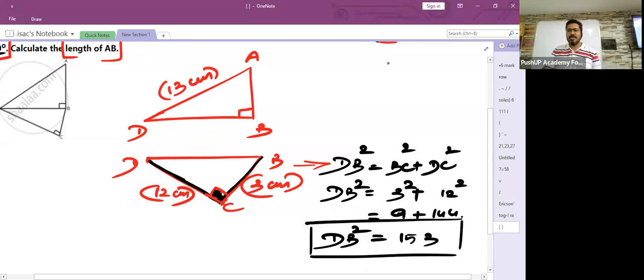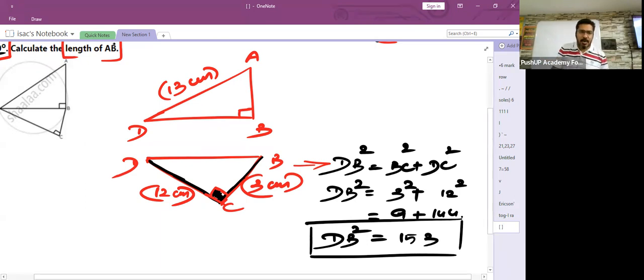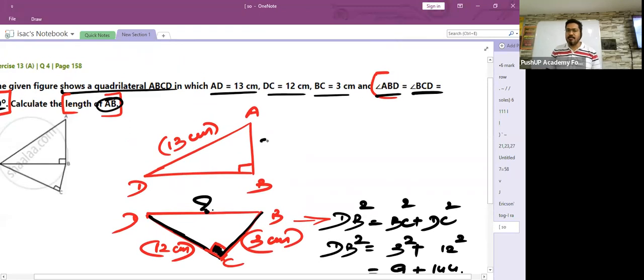Now you all must be thinking, why I didn't find the value of DB and I found the value of DB square. Then there is a reason behind it. I am not asked to find the value of DB. Isn't it? Not this DB. I am asked to find the value of AB. This is what I have to find.